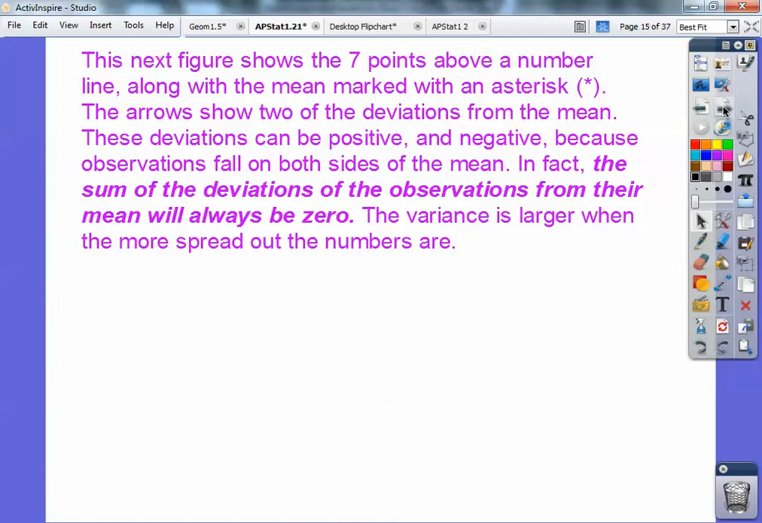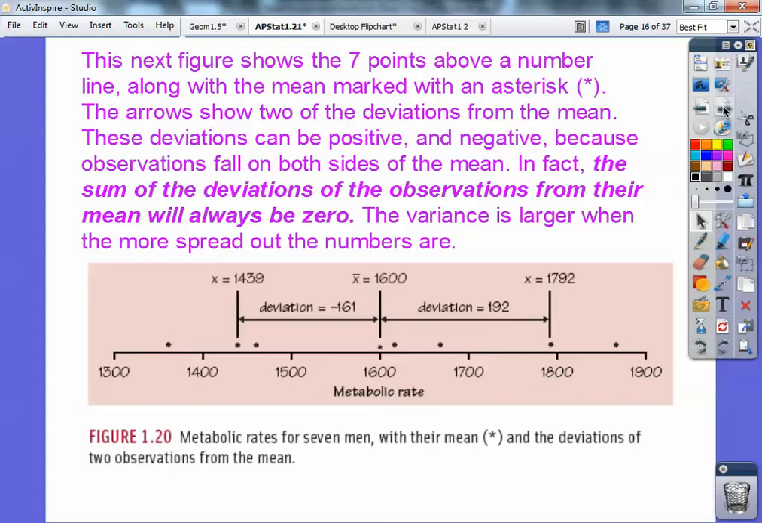Purple, you usually don't have to write down, just in case you wondered. This shows the 7 points above a number line along with the mean marked with an asterisk. Okay, the arrows, let me just show you here. The arrows show, so here's all the 7 numbers, these little dots right here, and here's the mean with the asterisk right there.